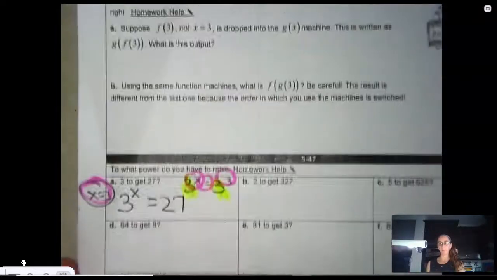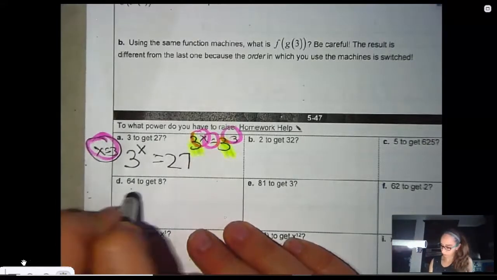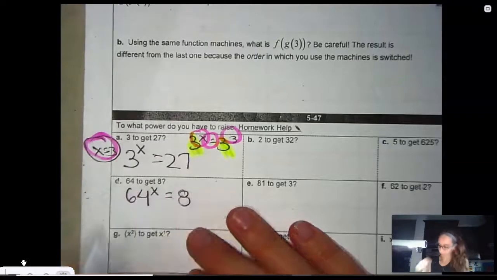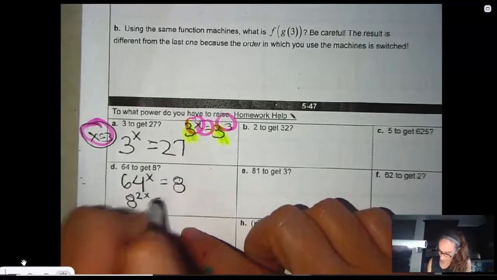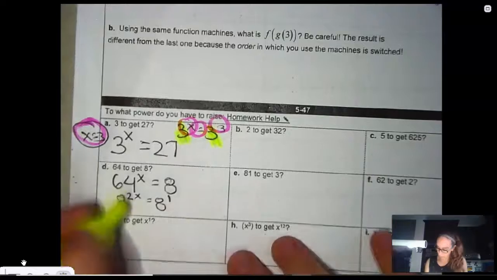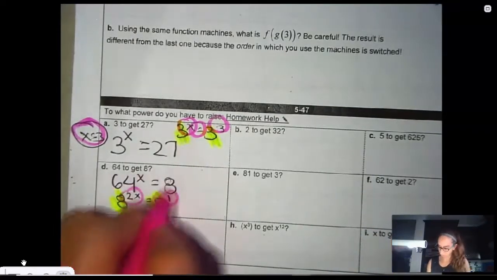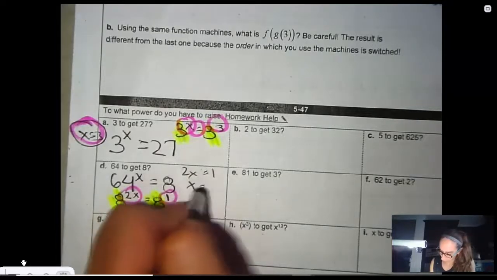Okay? I want to go over this one. This one's kind of a mean one. They're saying well, actually, you could do this. 64 to the what gives you 8. Gotta make the bases the same. 8 squared equals 8 to the first. Now my bases are the same. I get 2x equals 1, x equals 1/2.